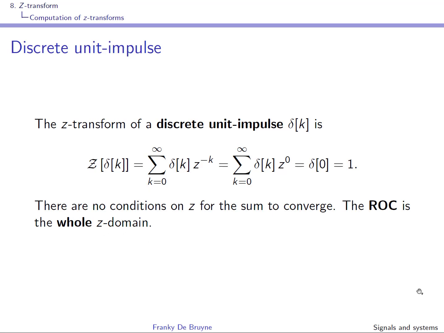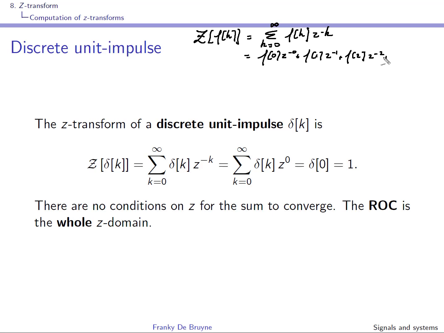Now I want to insist that if the signal has finite support, this is clearly the case for the unit impulse delta k, you can always use the definition to obtain the Z transform, and the definition is the following one. It's a sum where k ranges from 0 to infinity of f of k z minus k. So this means f0 z minus 0 plus f1 z minus 1 plus f2 z minus 2, and so on.